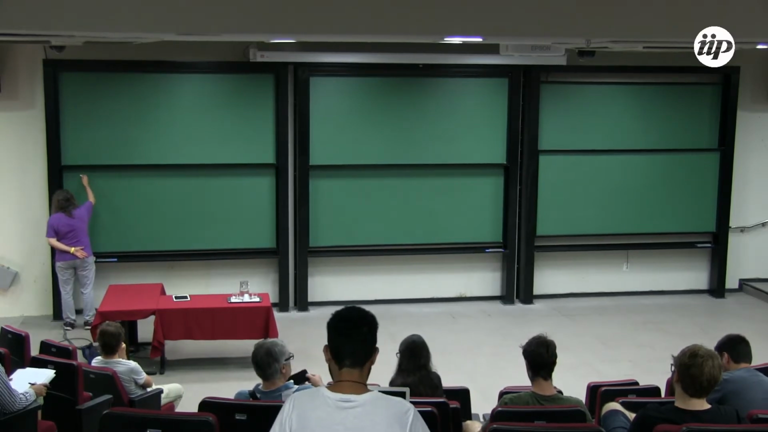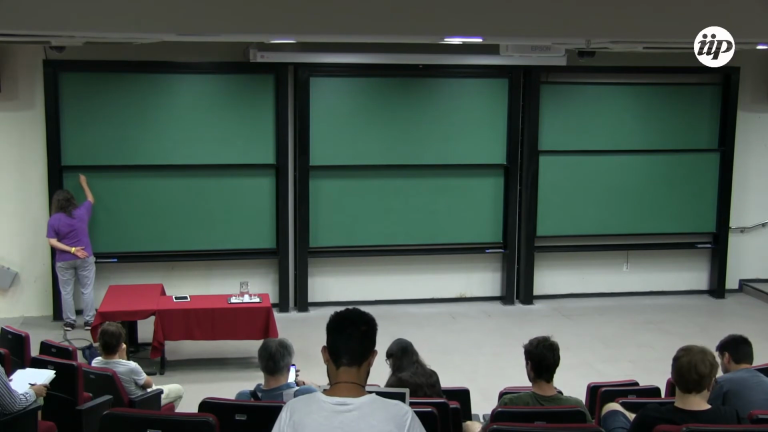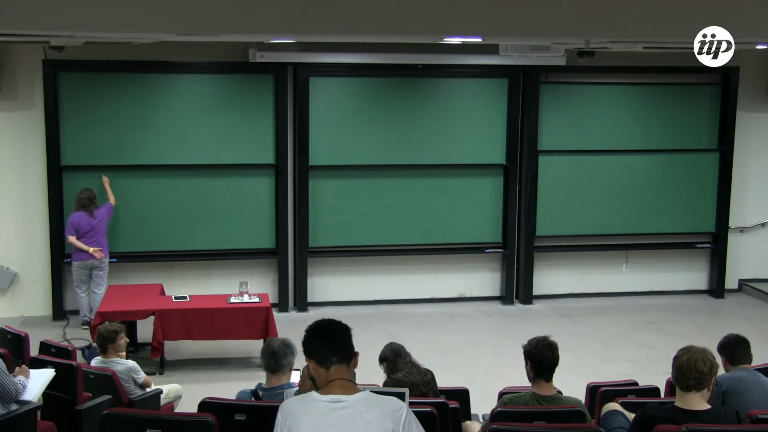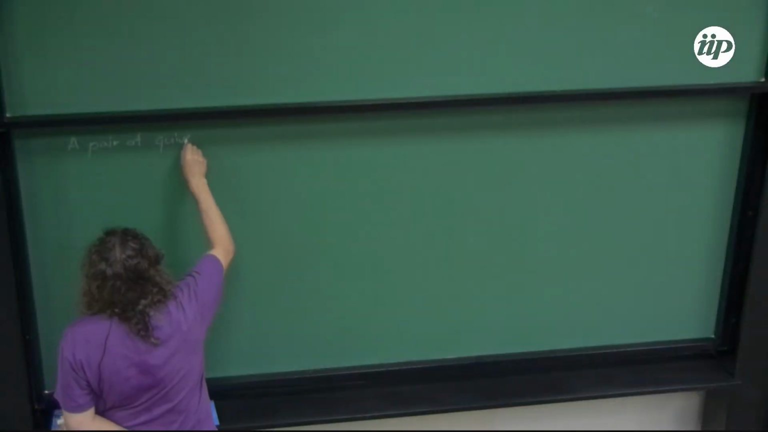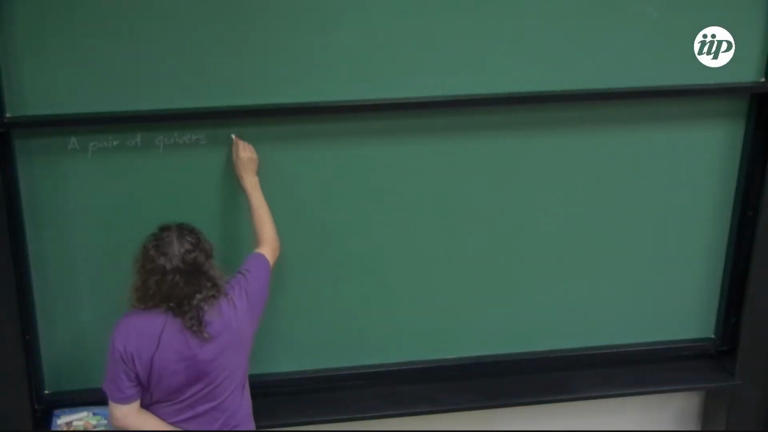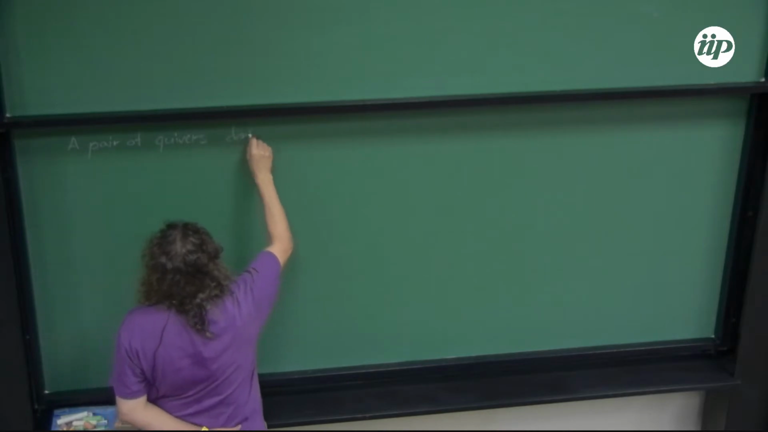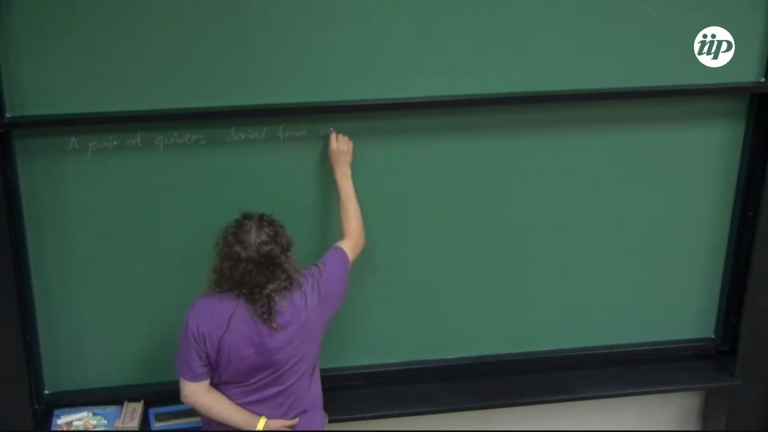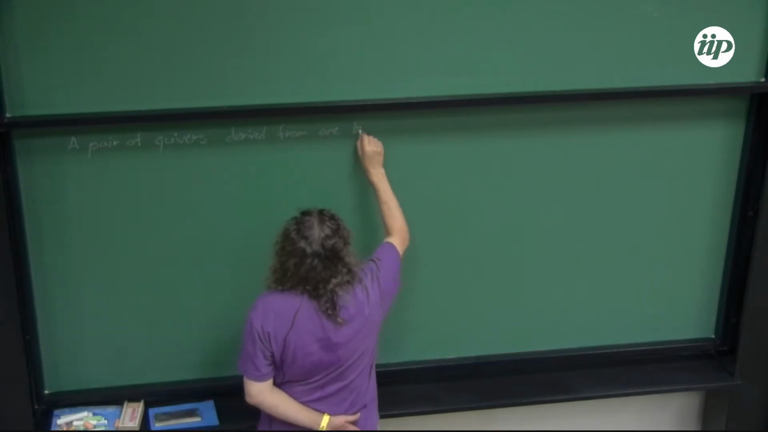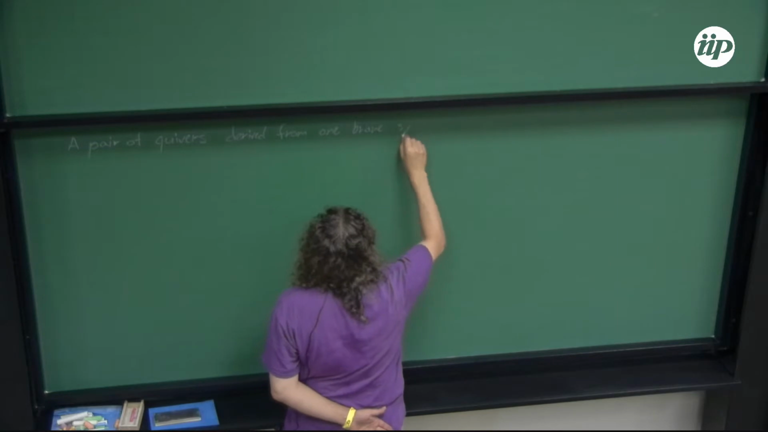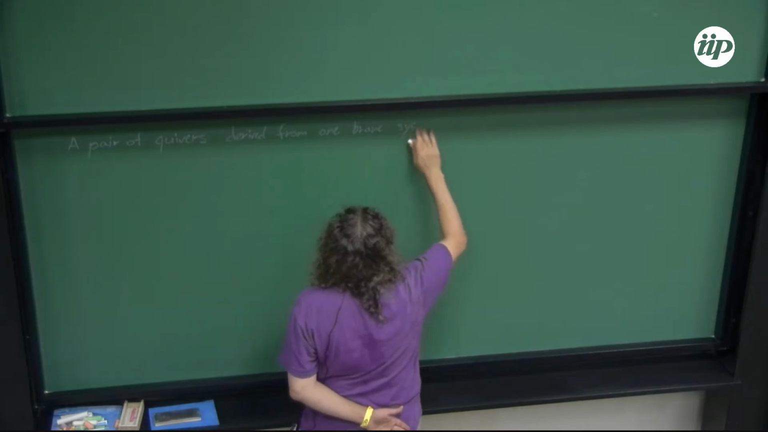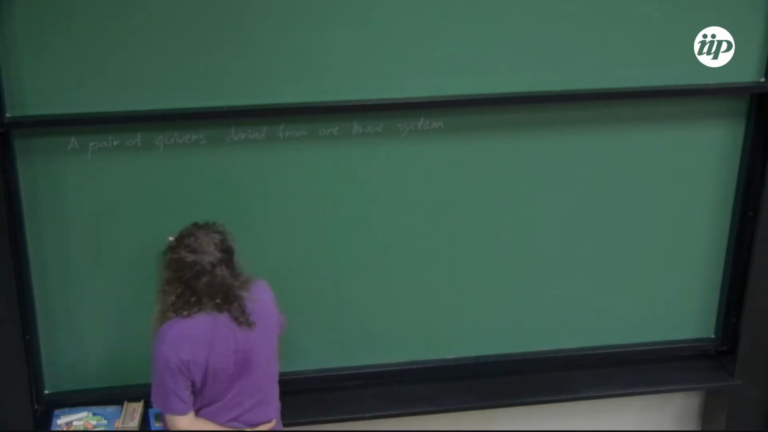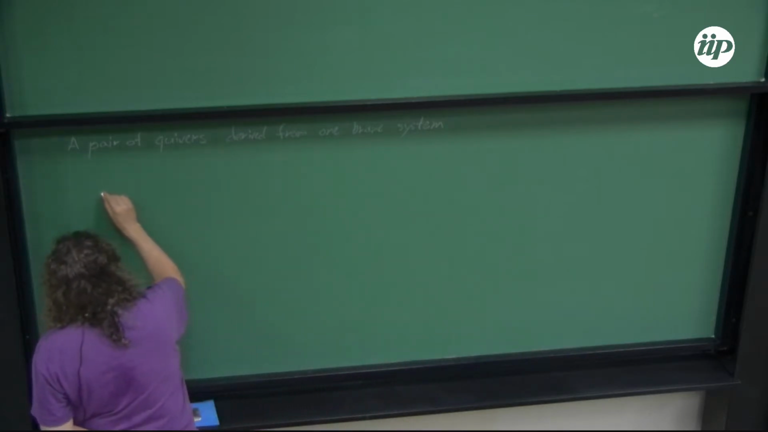Yesterday we looked at a pair of quivers, which is derived from the same brane system. And the pair we took was the simplest possible one.